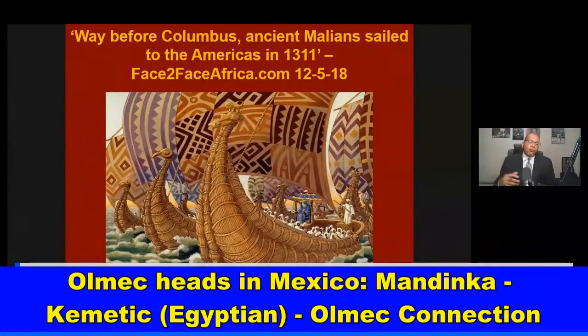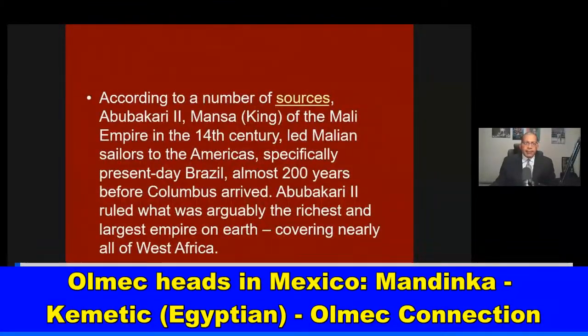There's also a good article from face-to-faceafrica.com called "Way Before Columbus, Ancient Malayans Sailed to the Americas in 1311 AD," from December 5th, 2018. In this article, it says, according to a number of sources, Abu Bakr II, Mansa, which means king, Mansa of the Mali Empire in the 14th century, led Malayan sailors to the Americas, specifically present-day Brazil, almost 200 years before Christopher Columbus arrived.